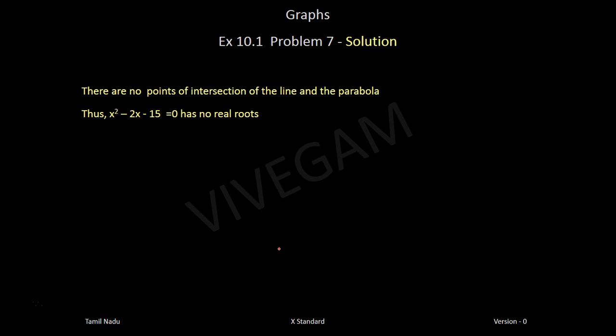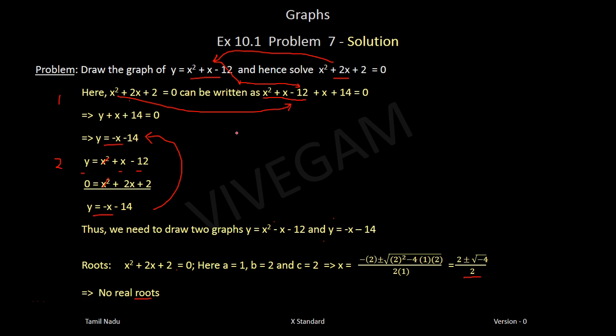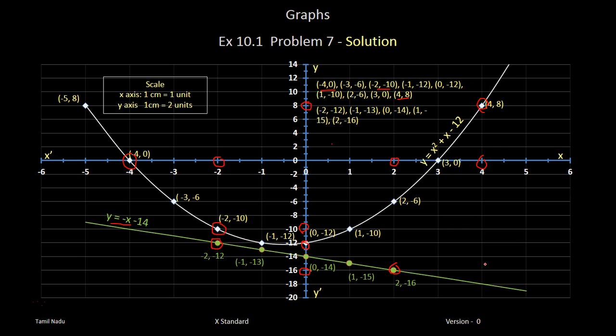So the equation does not have a real root. Okay, so that's the point. There are no points of intersection of the line and the parabola. Thus, x square minus 2x minus 15 equal to 0 has no real roots. That's the important point. Only if they intersect each other, you will get a real root. And as you would have seen earlier, with b square minus 4ac, you have to get equal to 0 or greater than 0. If it is negative, you don't have any real root. You have imaginary roots. So that is why the curves are not intersecting with each other.